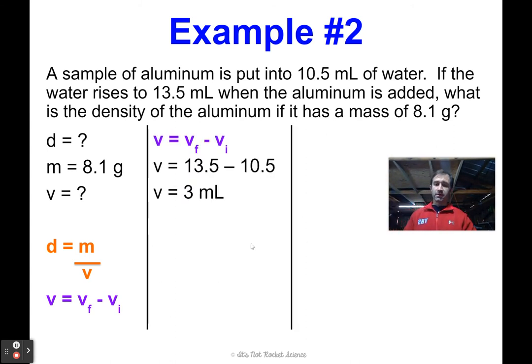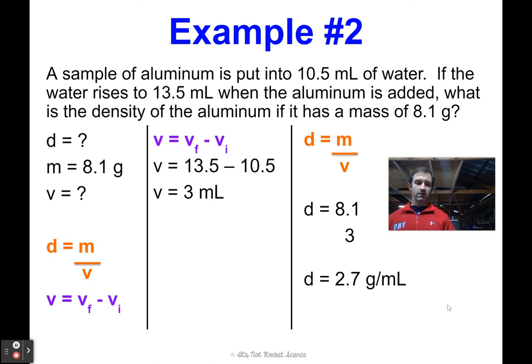Okay, so this is just going through here showing you the equations. So start here in the middle. We had our final volume, which was 13.5, minus the initial volume, because we just think about it, hey, it raised 3, right? So our volume was 3. And so our mass, it's just mass divided by volume. So 8.1 divided by 3, we have 2.7 grams per milliliter, because this time we were using water to get the volume. There you go.